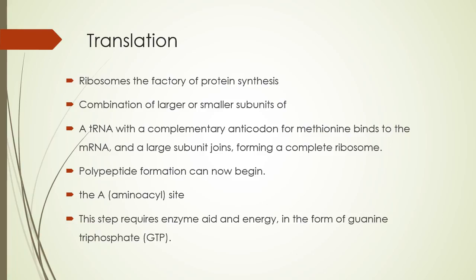Now polypeptide formation can begin. Another site, which is called the aminoacyl site, is next to the P site. A second transfer RNA, whose anticodon is complementary to the codon in the A site, is positioned. एक नया ट्रांसफर आरएनए जो ए साइट के साथ आके रुकेगा और उसके पास वो एंटीकोडान मौजूद हैं जो एमआरएनए के ऊपर पड़े हुए हैं, जो एमआरएनए के ऊपर कोडान पड़ा हुआ है उसके एंटीकोडान वाला ट्रांसफर आरएनए आया और डेफिनेटली उसके साथ एक स्पेसिफिक अमाइनो एसिड भी अटैच है. Now the two tRNA molecules with their attached amino acids are side by side in the P and A sites. This step requires enzymes, aid and energy.